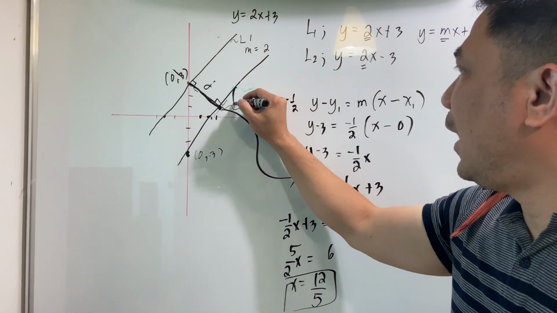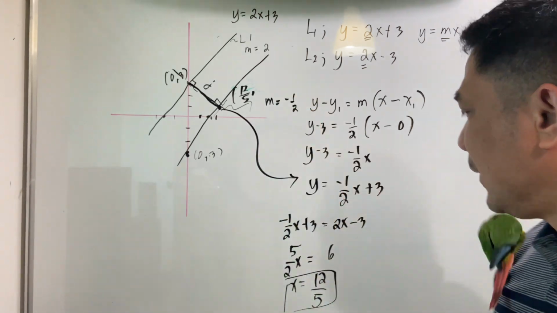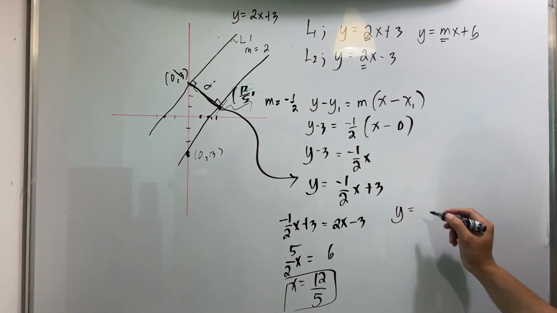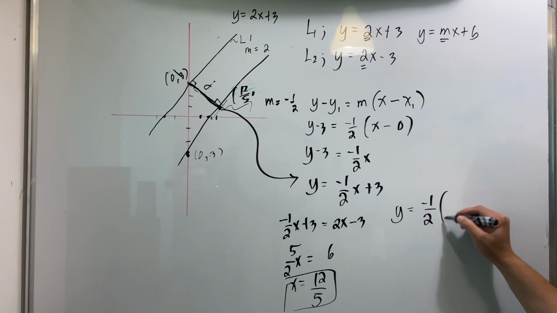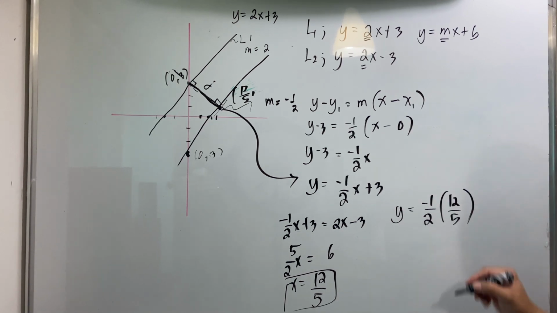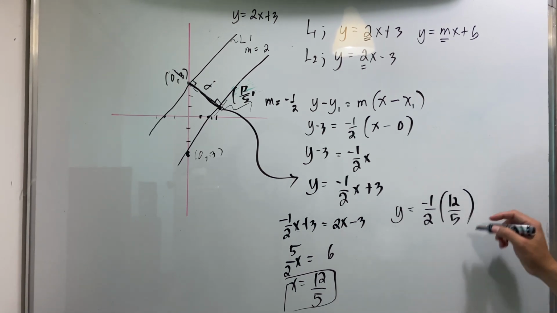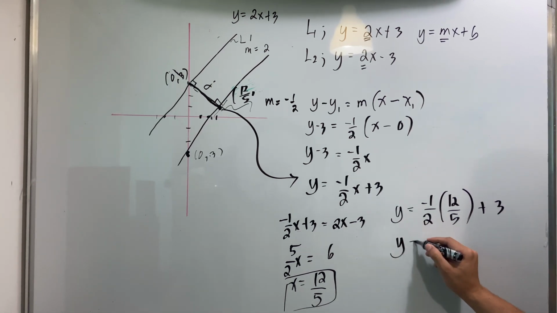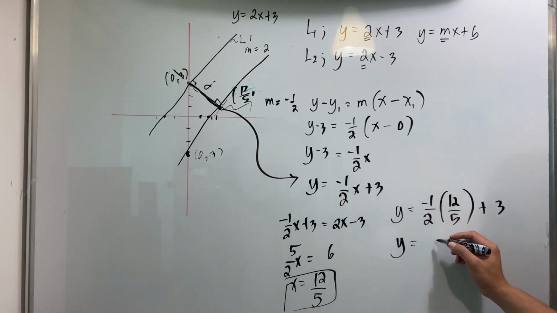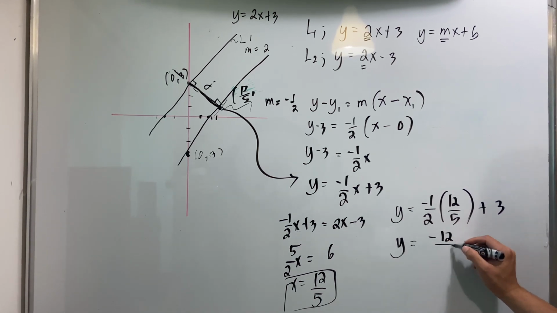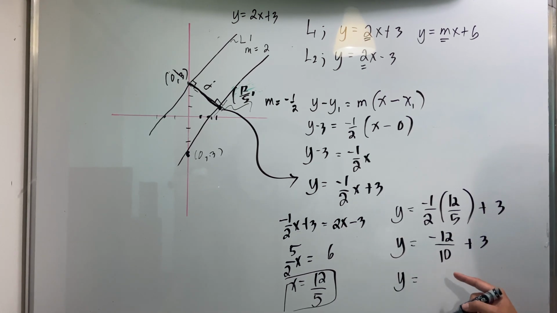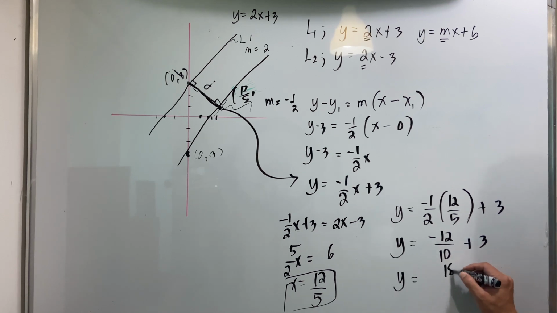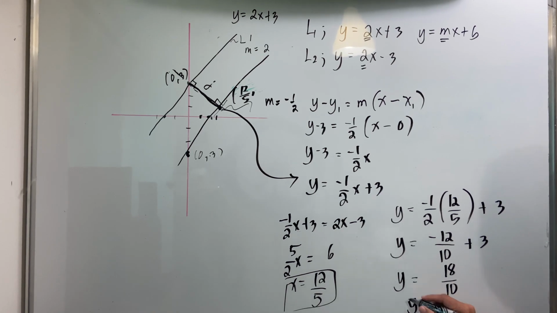So this point here will have x equal to 12 over 5, and then y will have negative 1/2 of 12 over 5, plus 3. So the y here is negative 12 over 10 plus 3. So y is equal to 13 and 18 over 10, or y is equal to 9 over 5.